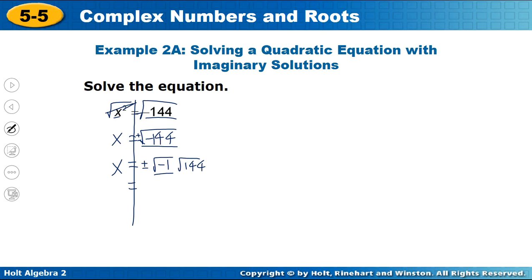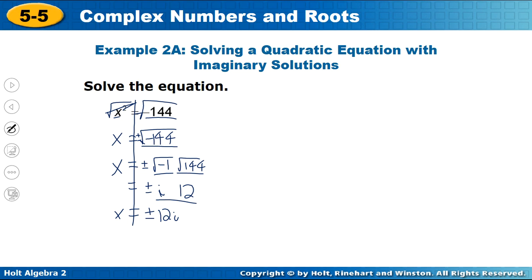Alright, we know that this is i, right? Square root of negative 1 is i, so plus or minus i. The square root of 144 is 12. So let's go ahead and just rearrange these. It's technically x will equal plus or minus 12i. Alright, it's a curly looking i. Apologize, it looks terrible, but that's our answer here. Don't forget the plus and minus.